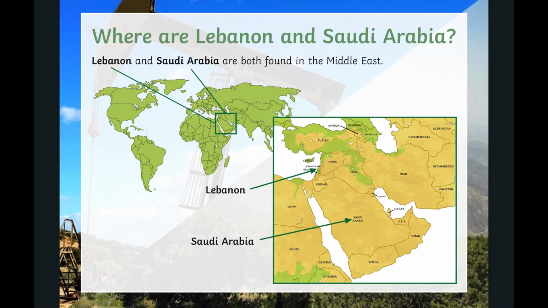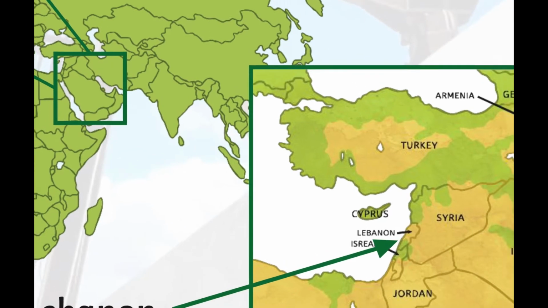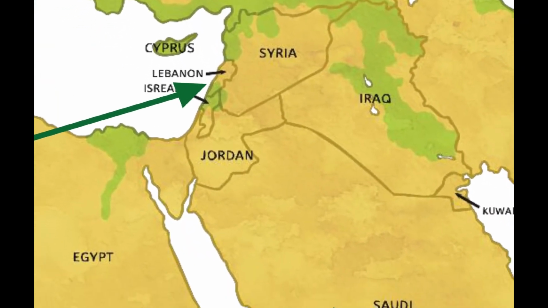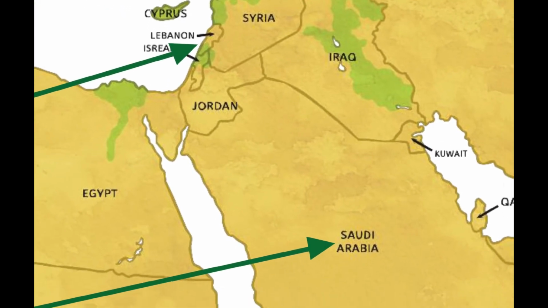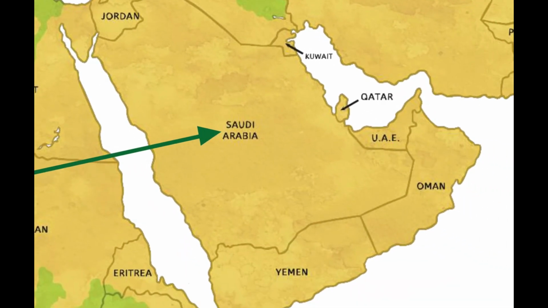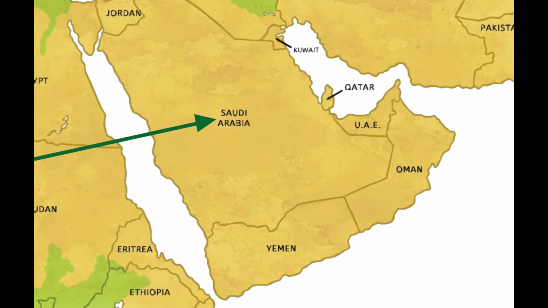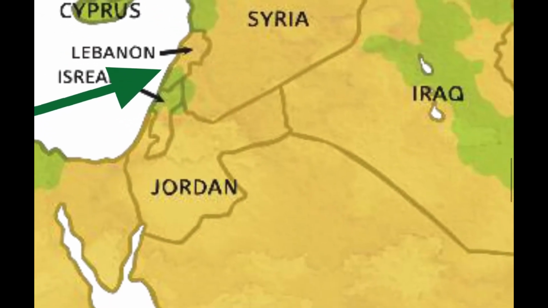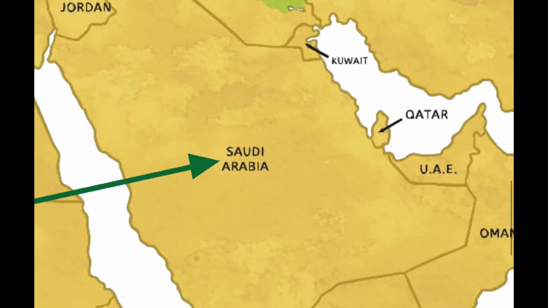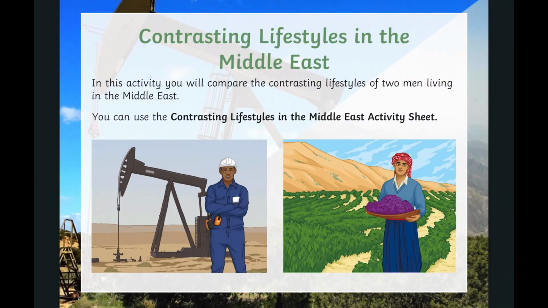Where are Lebanon and Saudi Arabia? Well, they are both located here in the Middle East. But if we take a closer look, you can see that Lebanon is a coastal region off the Mediterranean Sea, not far from Cyprus, whereas Saudi Arabia is this vast area in the middle of the Arabian Peninsula. Lebanon's relatively small, Saudi Arabia is relatively large. Lebanon has green agricultural areas, whereas Saudi Arabia doesn't have any. Key differences between the two areas.